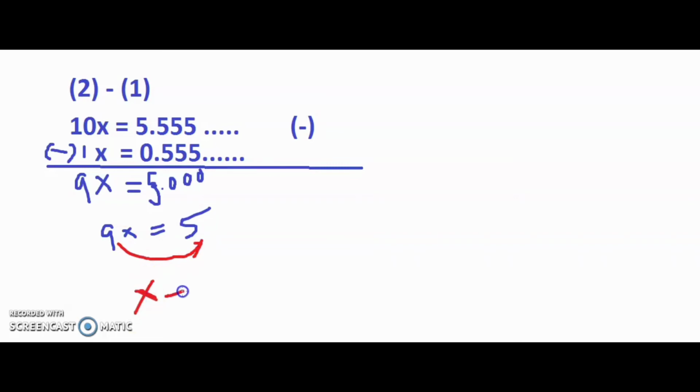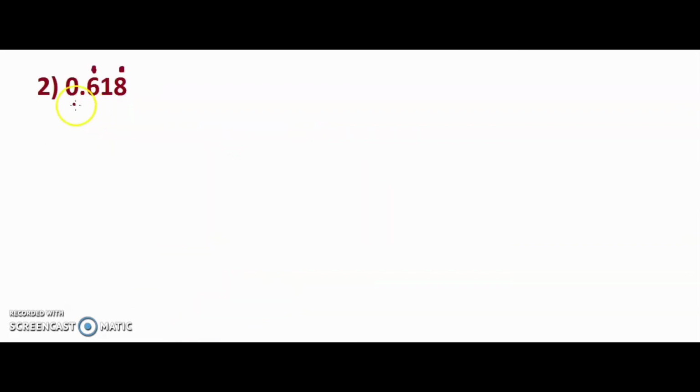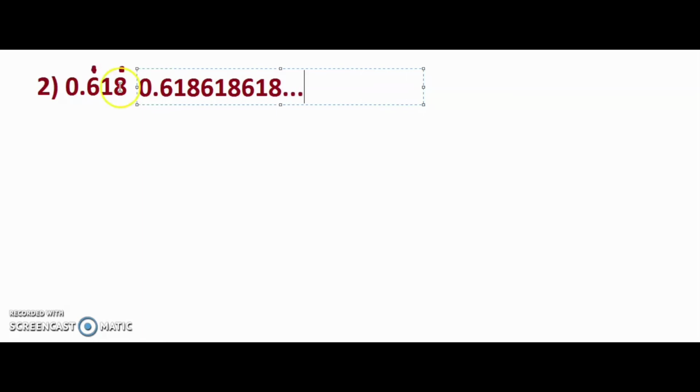As 5 over 9 is in its lowest form, we cannot simplify it, so that will be the final fractional form of 0.5 dot. Okay, another example, 0.618, and the dots are for 6 and 8. That means 618 is repeating, so write it in expanded form.